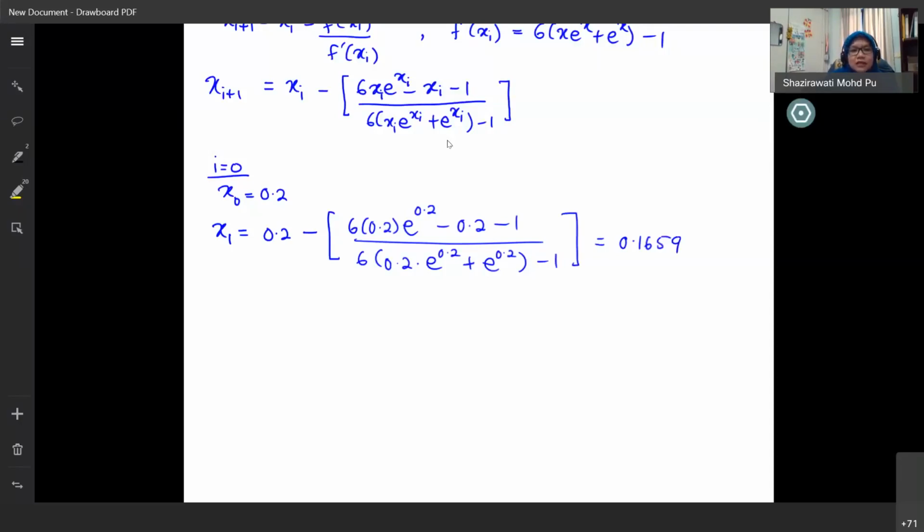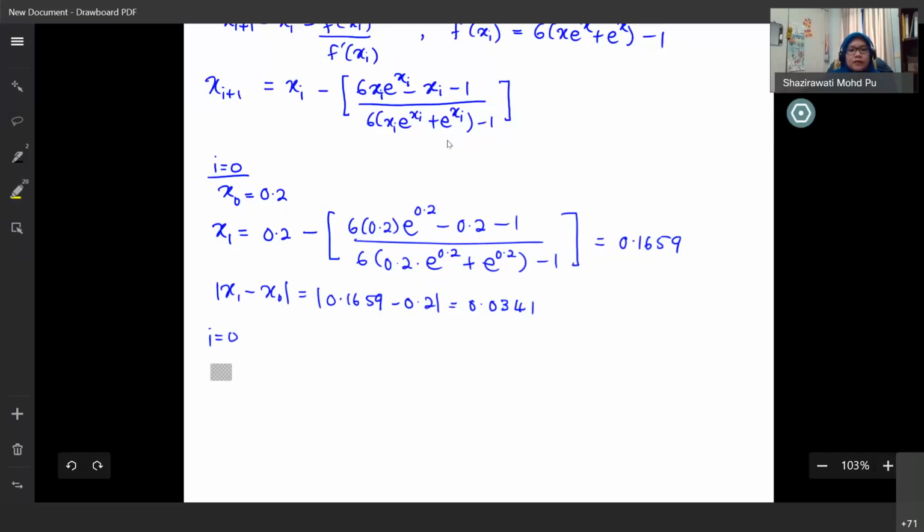Okay, and you check the difference between two consecutive x. This is your stopping condition. So x1 minus x0, take the absolute value, meaning that you have 0.1659 minus 0.2. So in the table, we have 0.0341. But if you write on the table, it's already in the second row, i equals 1, because for the first iteration you already get the x1. So it still does not satisfy the given condition.